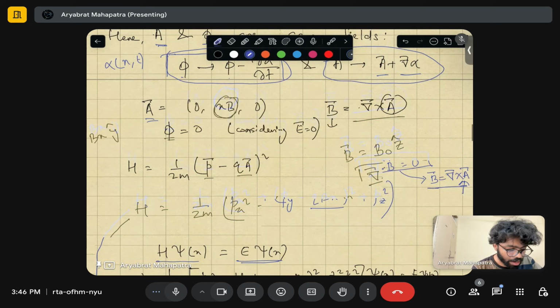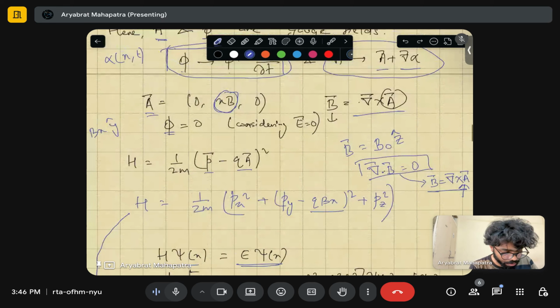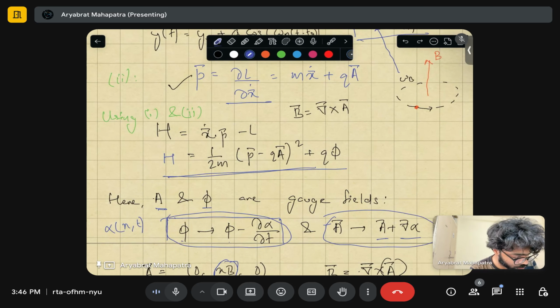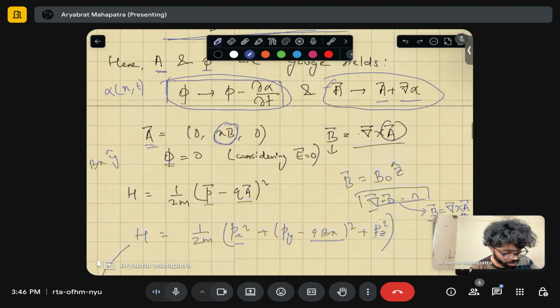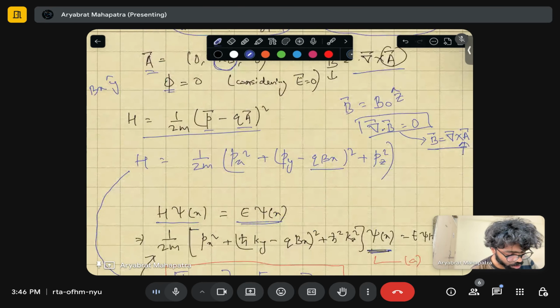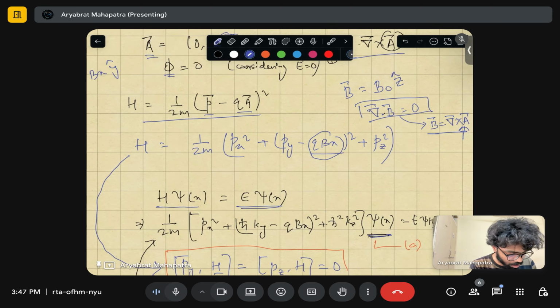For simplicity we can choose phi equal to zero for the moment, and this will help us reduce the problem. Then the Hamiltonian will be the one we wrote down here. Since we are not considering phi, the phi term will go away and you are left with this Hamiltonian. If you write down all the components of A, we have only one component, that is qBx. So if you write down this Hamiltonian, this is what you will get.